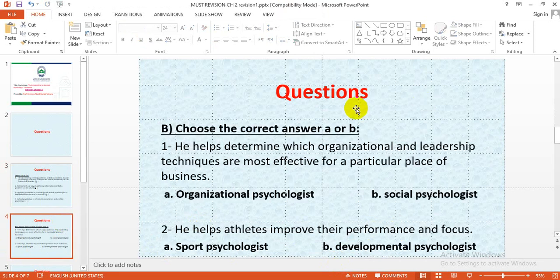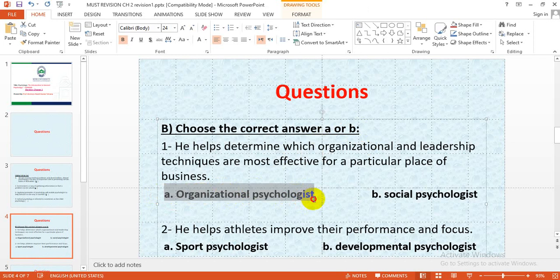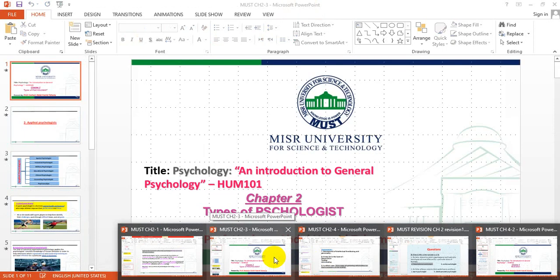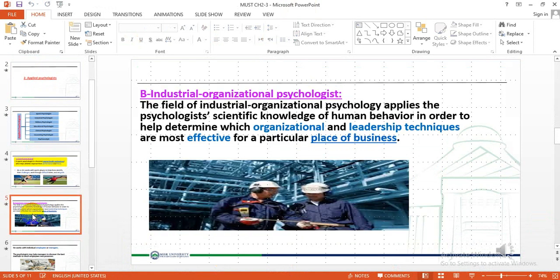Choose the correct answer, A or B. He helps determine which organizational and leadership techniques are most effective for a particular place of business. I think this is the correct answer: organizational psychologist. Let us check the definition of organizational psychologist. The field of industrial organizational psychology applies scientific knowledge of human behavior in order to help determine which organizational and leadership techniques are most effective for a particular place of business.